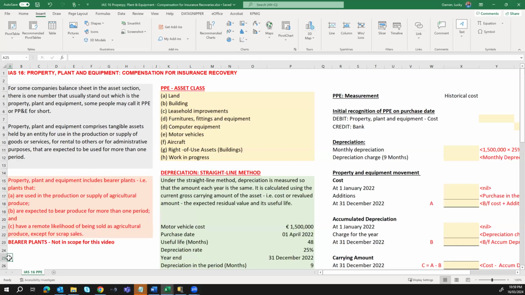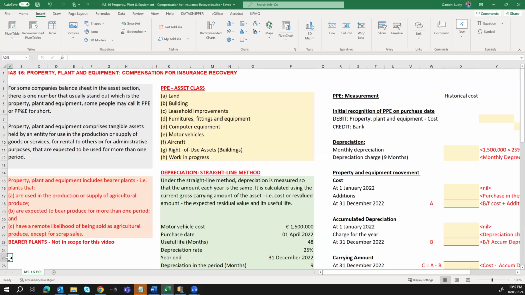For some companies' balance sheets in the asset section, there is one number that usually stands out, which is the property, plant and equipment, and some people may call it PPE or PP&E for short. Property, plant and equipment comprises tangible assets held by an entity for use in the production or supply of goods or services, for rental to others, or for administrative purposes that are expected to be used for more than one period.